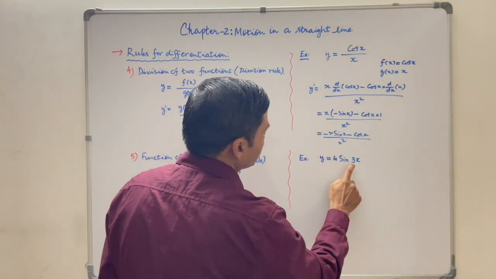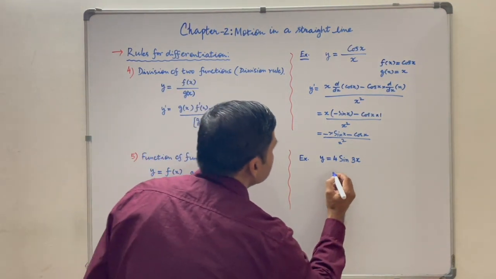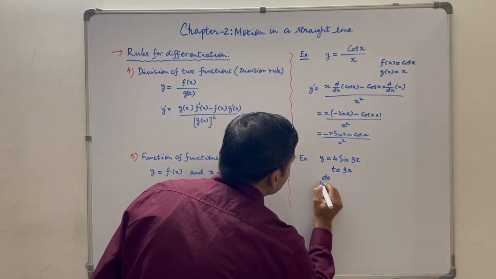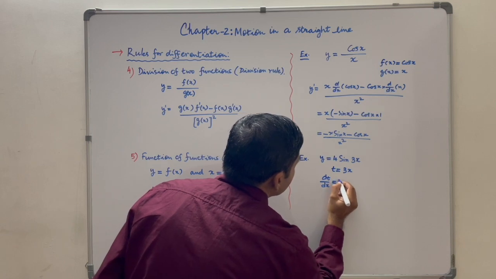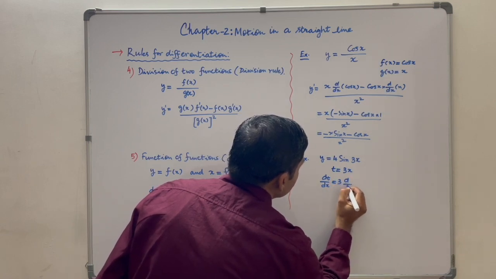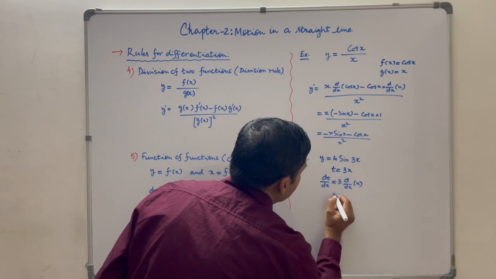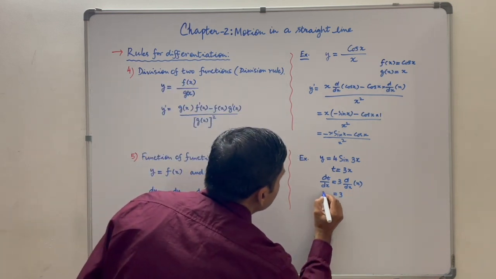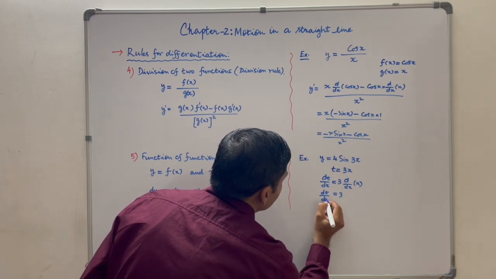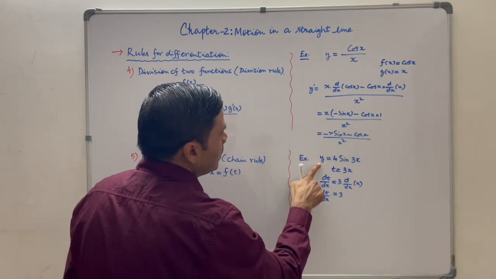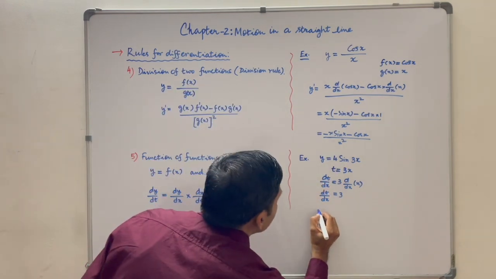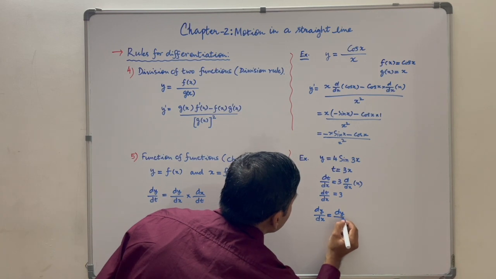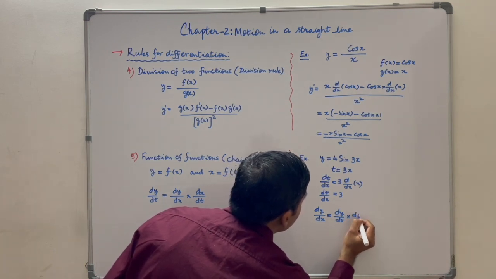y = 4 sin 3x. Assume t = 3x. Then dt/dx = 3 times d/dx of x, and that is equal to 3, since d/dx of x is 1. So dt/dx = 3. We have to calculate dy/dx from here. So dy/dx = dy/dt into dt/dx.